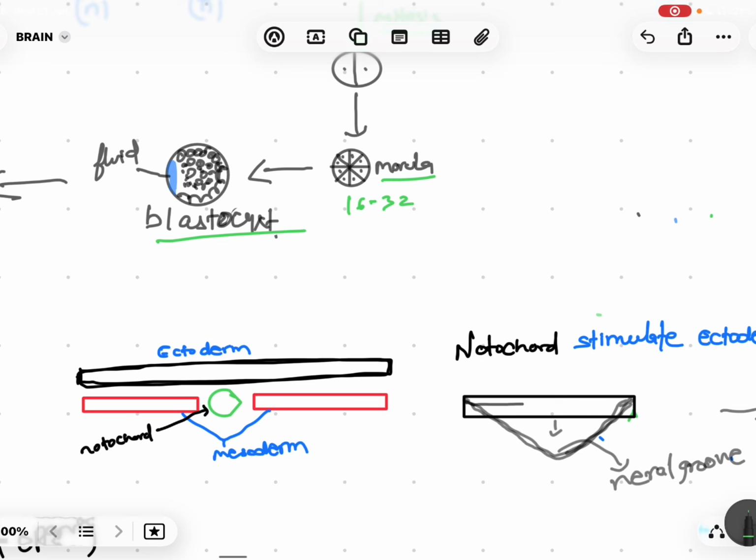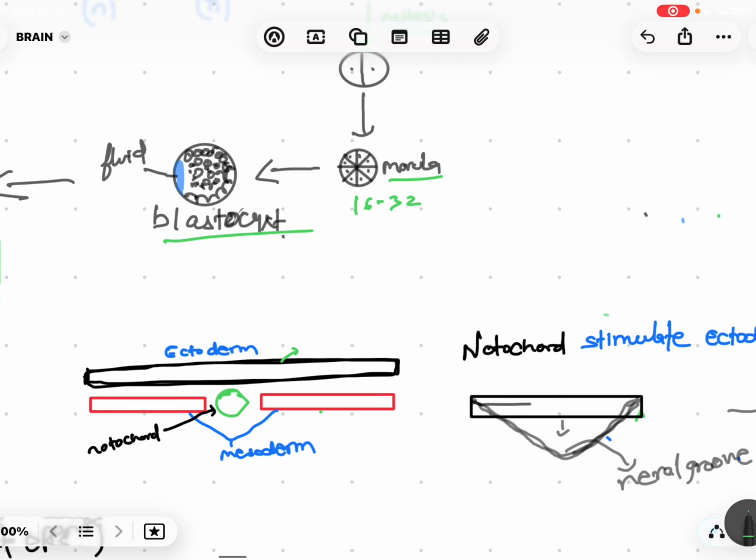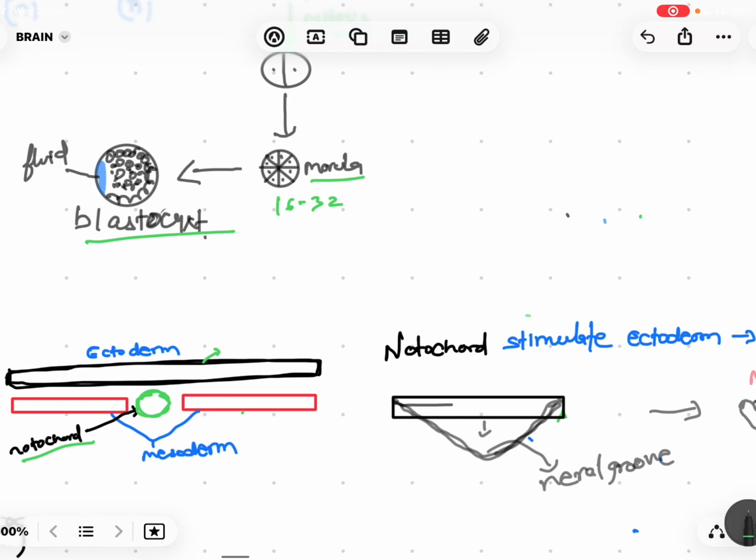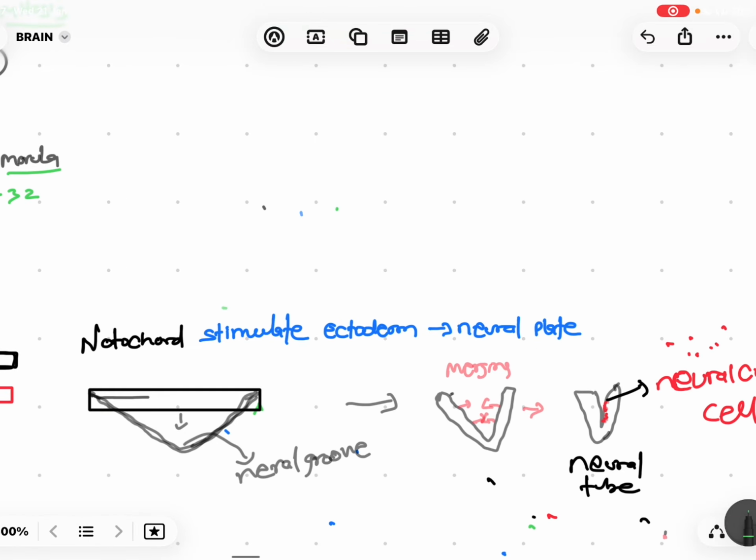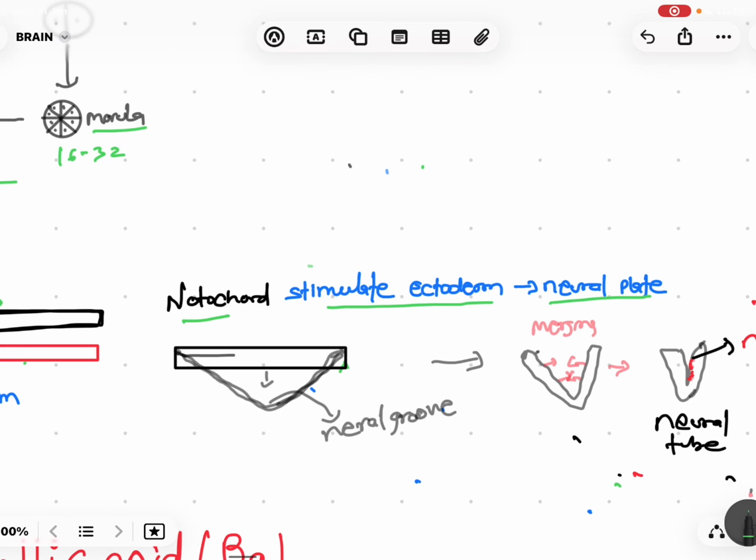Here you can see the ectoderm, outermost, and this is the mesoderm, which I showed in red. And this green dot is the notochord. Let's see what the function of this is. Basically, the notochord stimulates the ectoderm to form the neural plate and neural tube. Let me show you by diagram.